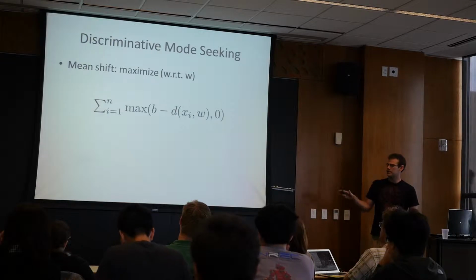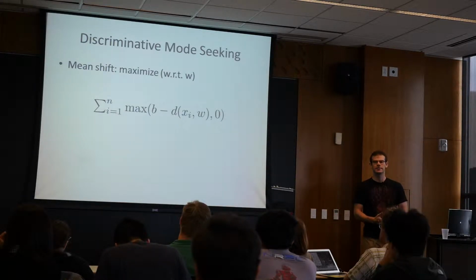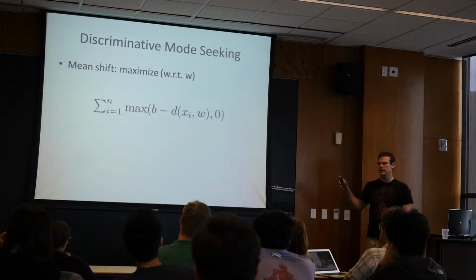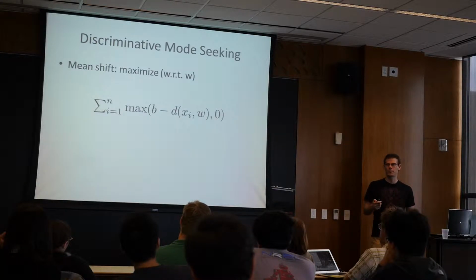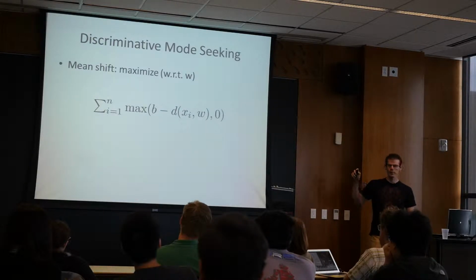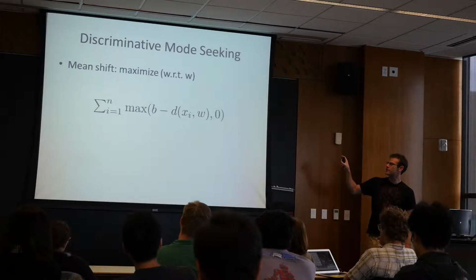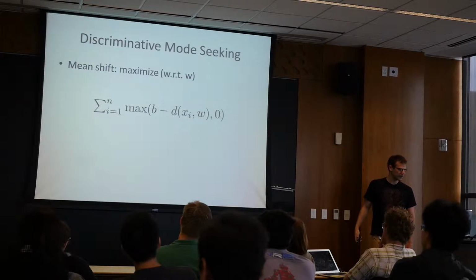OK, so now I'm going to dive into the math. And the reason I want to go into the math is that at the end, you're going to see a pretty interesting connection to support vector machines. So here is the standard density estimate that you optimize in mean shift.